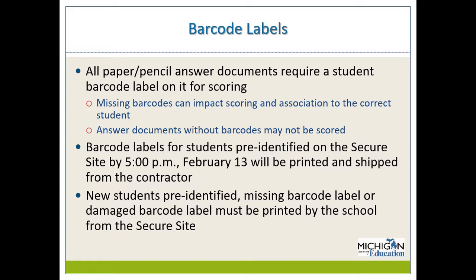All paper and pencil answer documents must have a barcode label on it for scoring. Answer documents without a barcode label may not be scored or could be associated with the incorrect student or school. As mentioned earlier, barcode labels will be printed and shipped to schools for students that are pre-identified on the secure site by 5 p.m. on February 13th. Schools will need to print barcode labels from the secure site for students that are pre-ID'd after February 13th, students that did not receive a barcode label from the contractor, and barcode labels that may have been damaged.